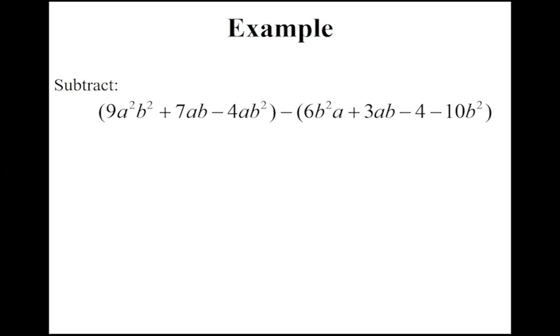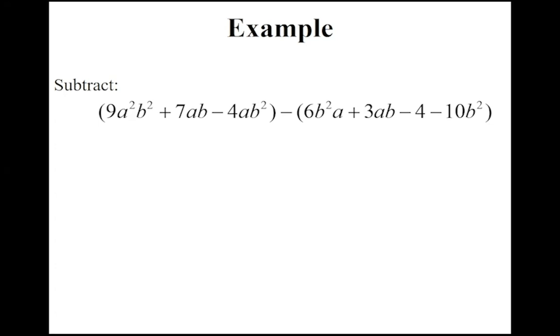This time we're subtracting. 9a squared b squared plus 7ab minus 4ab squared. That's our first polynomial. We're subtracting from that 6b squared a plus 3ab minus 4 minus 10b squared.